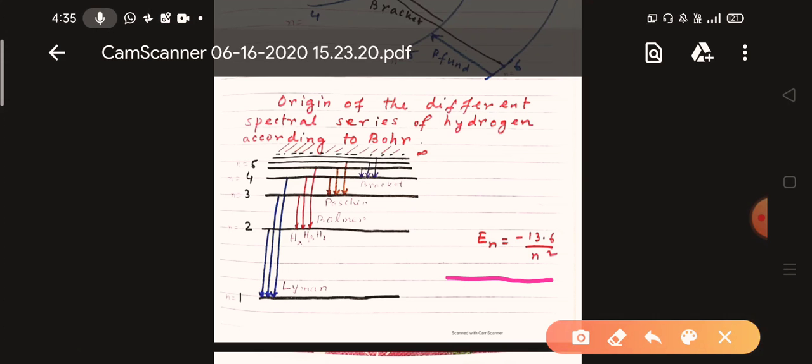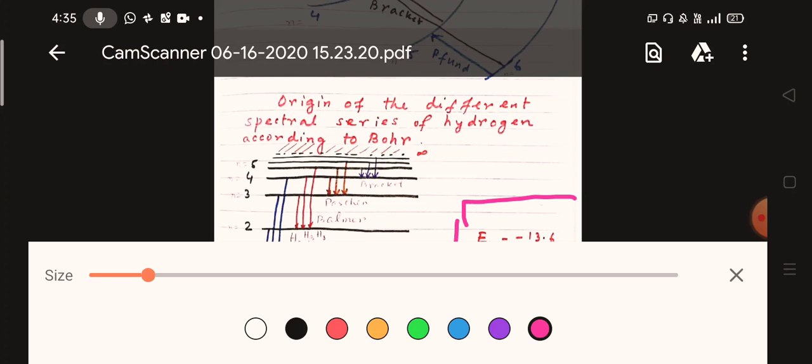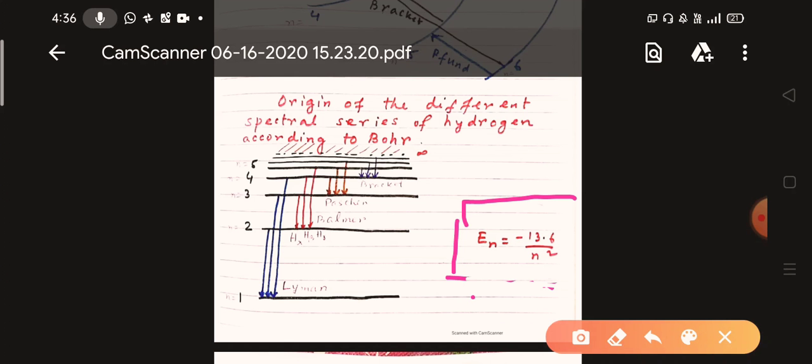Because from the Bohr theory, the energy En equals minus 13.6 by n square, and this will be in electron volt. Let me erase it and write it clearly. So this is En equals minus 13.6 by n square electron volt.